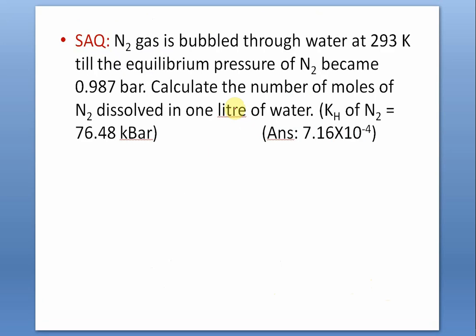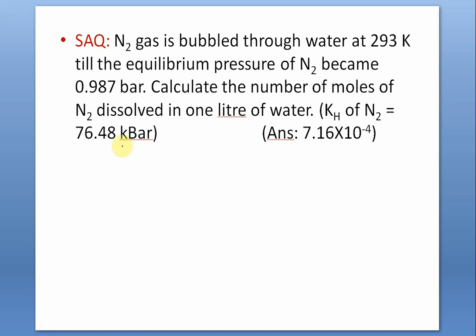Then this is a problem for you. Nitrogen gas is bubbled through water. I repeat, nitrogen gas is bubbled through water at 293 Kelvin till equilibrium pressure of nitrogen was achieved to be 0.987 bar. Calculate the number of moles of nitrogen dissolved in 1 liter of water. In 1 liter of water, what is the number of moles of nitrogen that can be dissolved under an equilibrium pressure above the solution equal to 0.987 bar? And the KH value is given.